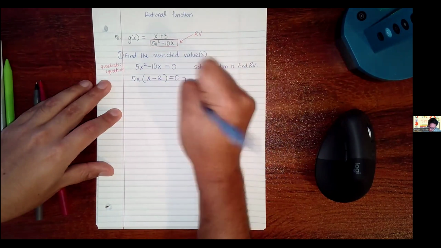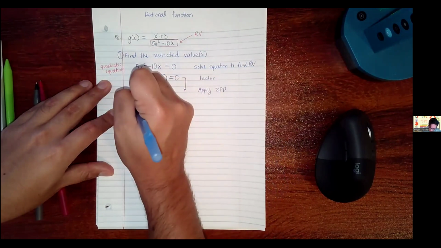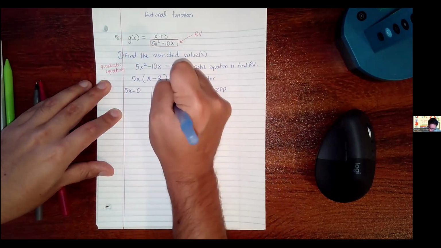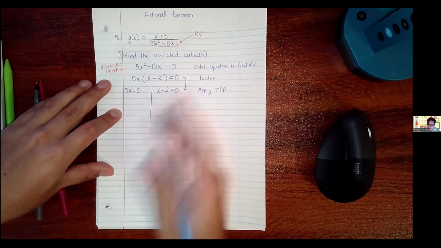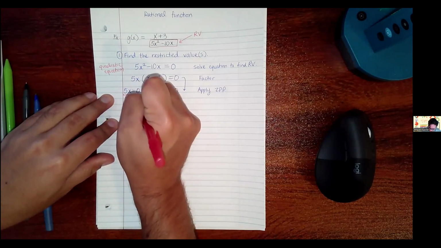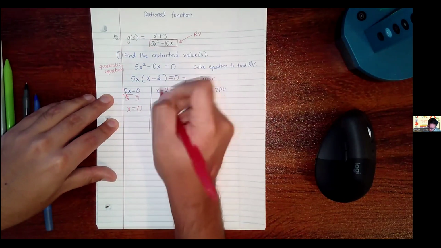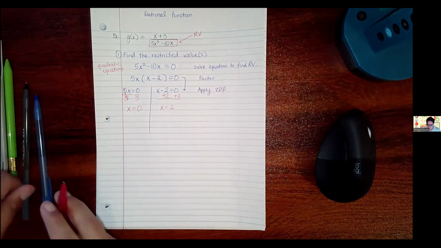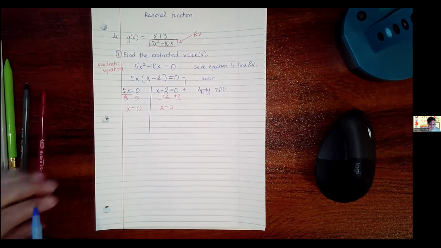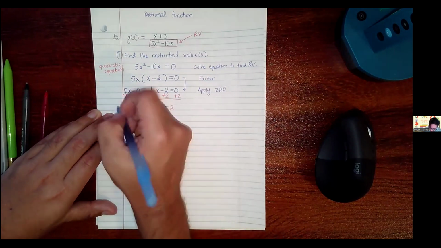And then from here, I want to apply the zero product property. So I'm going to set 5x equal to 0 and x minus 2 equal to 0. If you need to skip some steps here, you can, but I just want to show all the steps. To solve this one, we're going to divide by 5. x is equal to 0. To solve this one, we add the 2 over to the other side. x is equal to positive 2. Are you guys okay with that? Yes. Okay.